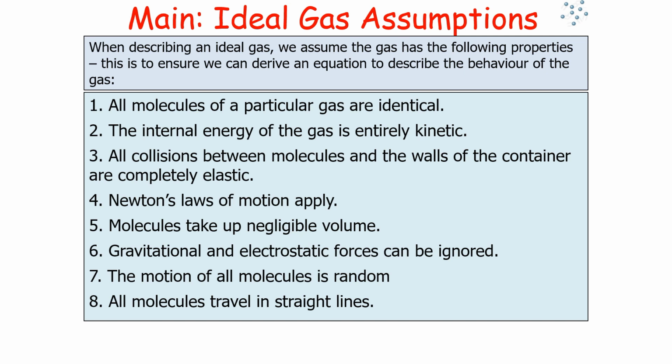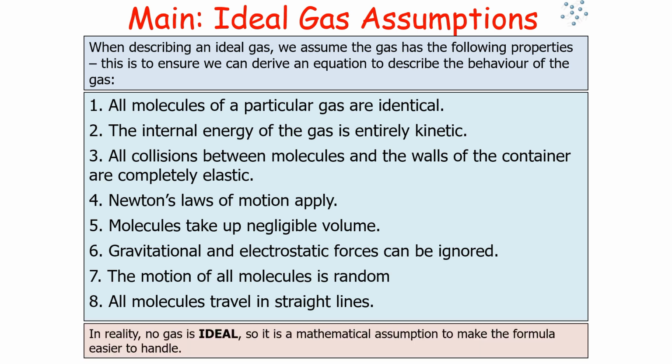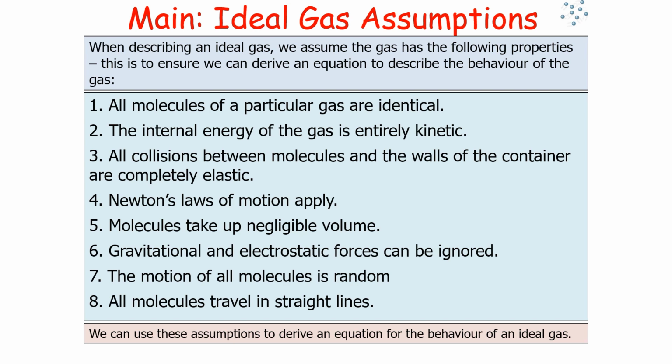So all the molecules of the gas are identical, the internal energy of a gas is entirely kinetic, all collisions between molecules and the walls of the container are completely elastic, Newton's laws of motion apply, the molecules take up negligible volume, the gravitational and electrostatic forces can be ignored, the motion of all molecules is random, and all molecules travel in straight lines. Now, like we said before, in reality, no gas is ideal, so it's a mathematical assumption to make the formulae easy to handle. So we can use these assumptions to derive an equation for the behaviour of an ideal gas.